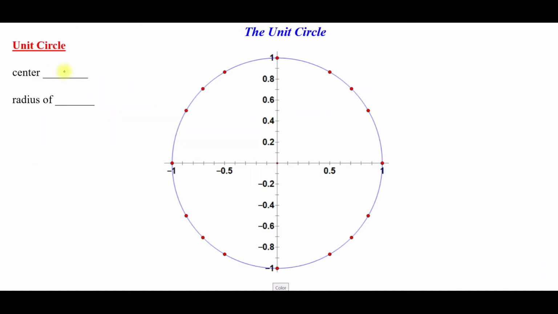Remember, when we talk about the unit circle, we're talking about a circle that has its center at the origin and has a radius of 1, which means that these quadrant points are the point (1, 0). Up at the top, we have (0, 1). On the left, (-1, 0). And at the bottom, (0, -1). So you should know those quadrant points pretty easily.